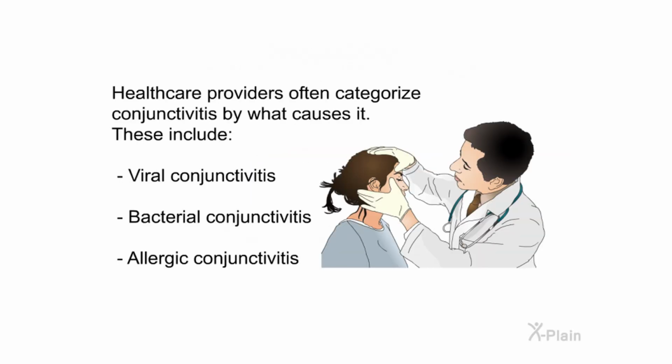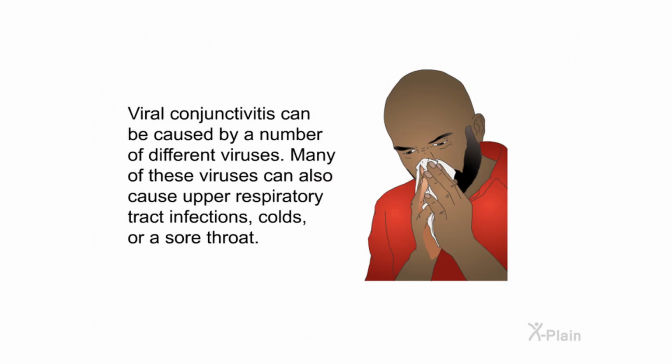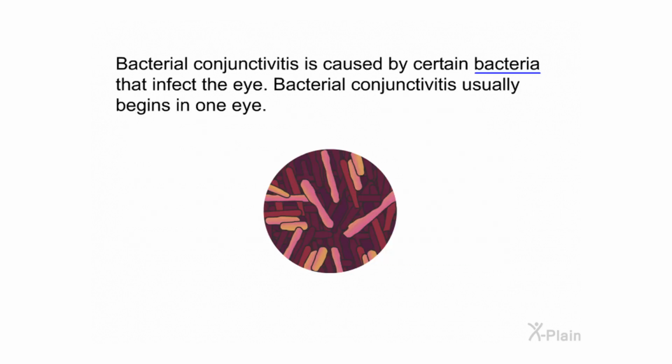Causes. Healthcare providers often categorize conjunctivitis by what causes it. These include viral conjunctivitis, bacterial conjunctivitis, and allergic conjunctivitis. Viral conjunctivitis can be caused by a number of different viruses. Many of these viruses can also cause upper respiratory tract infections, colds, or a sore throat. Bacterial conjunctivitis is caused by certain bacteria that infect the eye. Bacterial conjunctivitis usually begins in one eye.